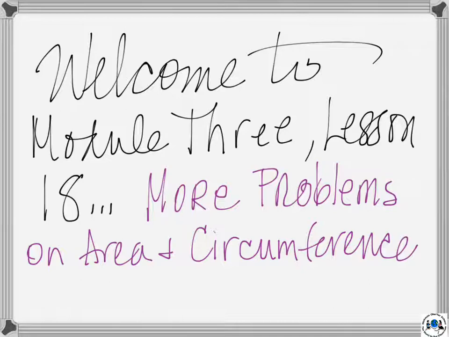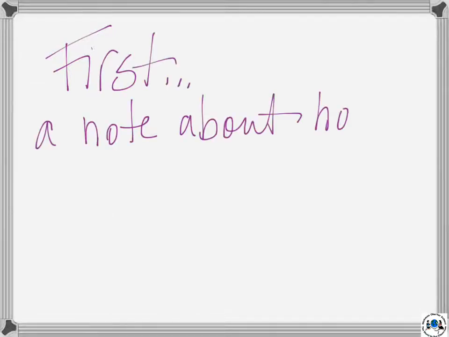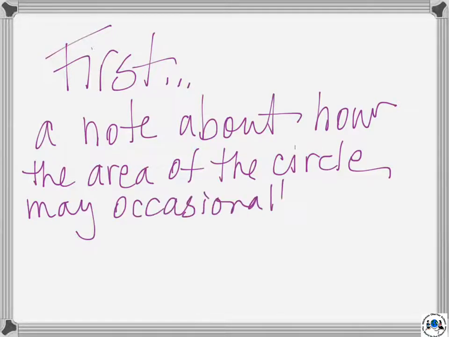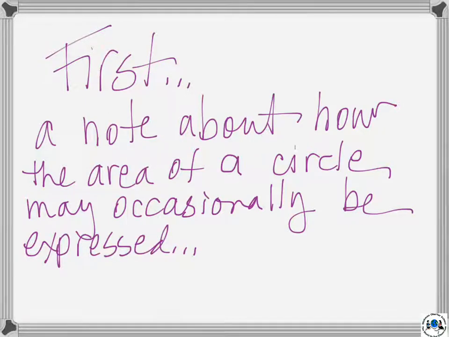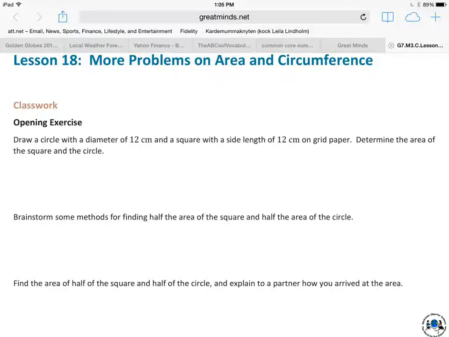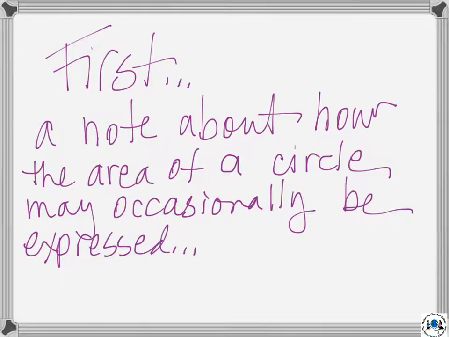Let's go ahead and open up with our opening exercise. Okay, before we do, I'd like to make a note about how the area of a circle may occasionally be expressed. Well, if we open up with this opening exercise here, you're going to be asked to draw a circle with a certain diameter, and then a square as well with the same diameter or same base length or height. And then we're going to take a look at a few things.